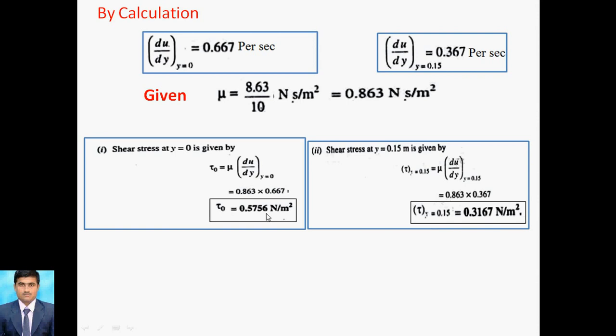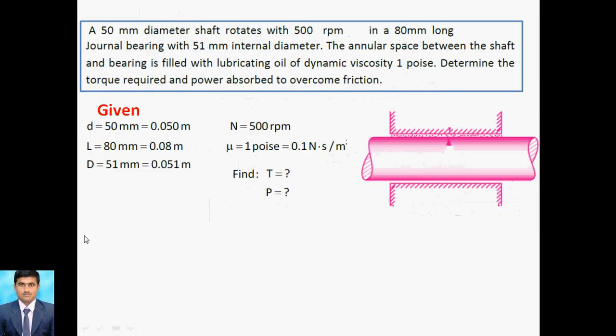So always remember that shear stress is nothing but force upon area. That's why the unit is Newton per meter square. Force is in terms of Newton, area is in terms of meter square. So the unit is like this. All units are in SI, that's why we can directly write Newton per meter square. So this is regarding that second problem.